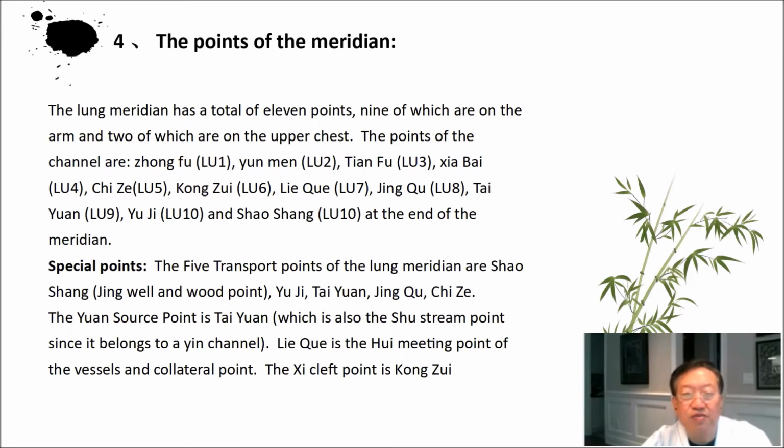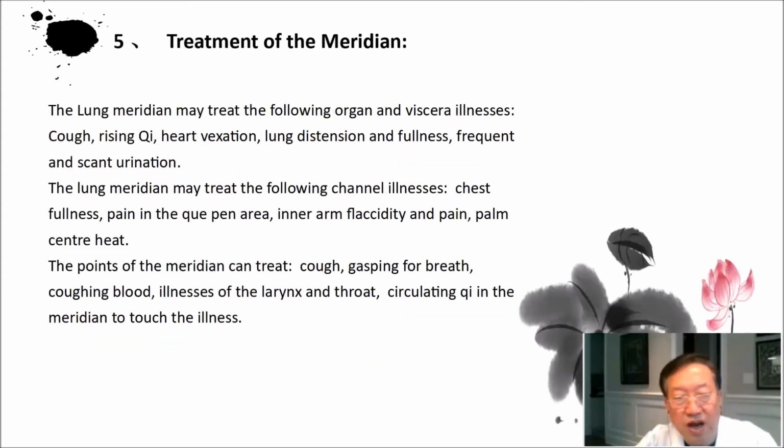The 5 transport points of the lung meridian are Shaoshang, which is the Jingwell and Wood point, Yuji, Taiyuan, Jingchu, Chizhe. The yuan source point is Taiyuan, which is also the shoestring point since it belongs to a yin channel. Liechui is the hui meeting point of the vessels and collateral point. The shi cleft point is Kongzui. 5. Treatment of the meridian.